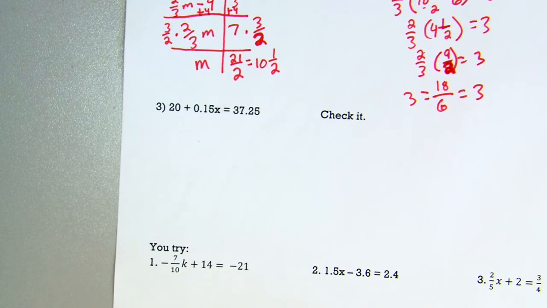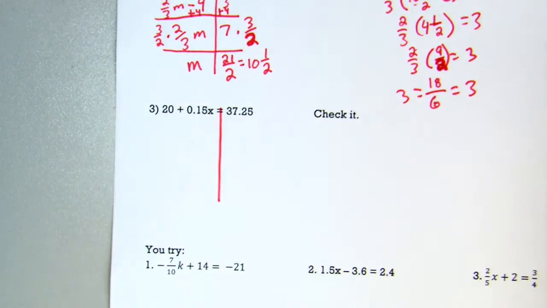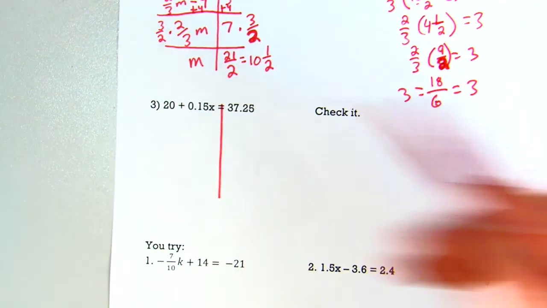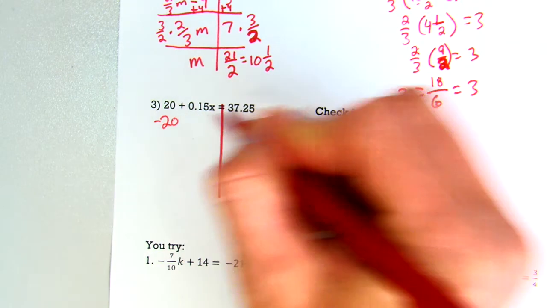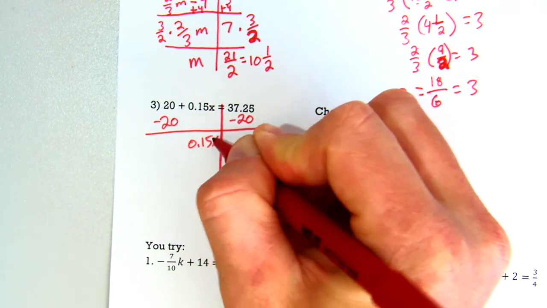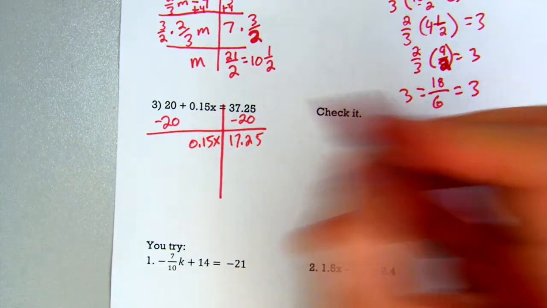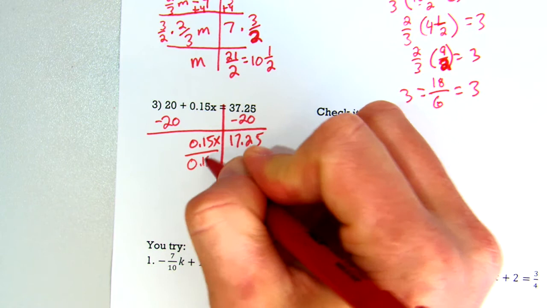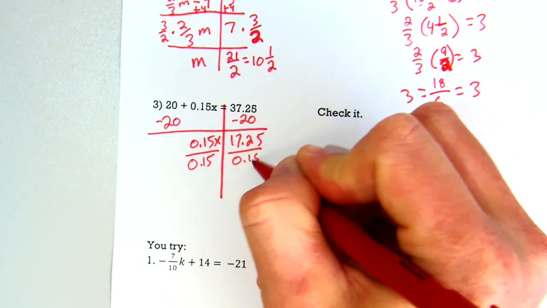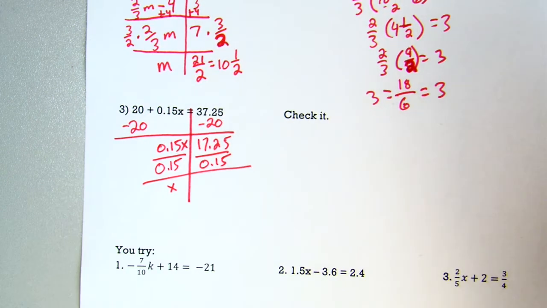20 plus 0.15x is equal to 37.25. So I'm working with my decimals now. Same rules apply. So I do the subtraction addition first, so let's get rid of our 20. So minus 20. Bring down my 0.15x, and I get 17.25 when I subtract those. Divide by 0.15, and I get x.